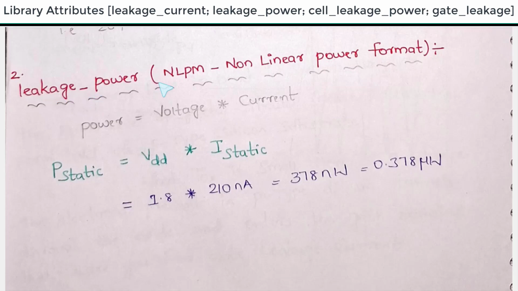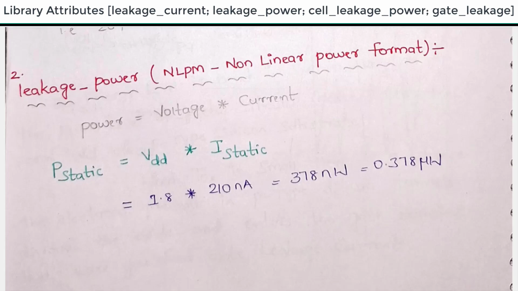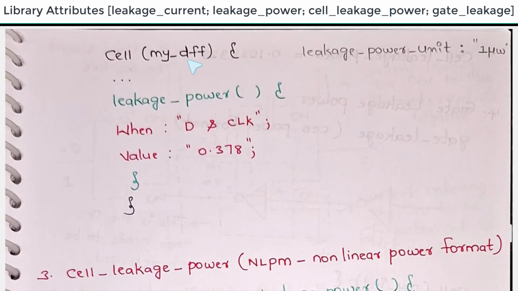Remember this point: leakage power falls under NLPM, whereas leakage current comes under CCS. NLPM means non-linear power model, whereas CCS means composite current source. See the example here for a cell of D flip-flop. Here is the leakage power for when condition D is equal to 1 and clock. Here we are getting the value as 0.378. Here the leakage power unit is in terms of microwatt.